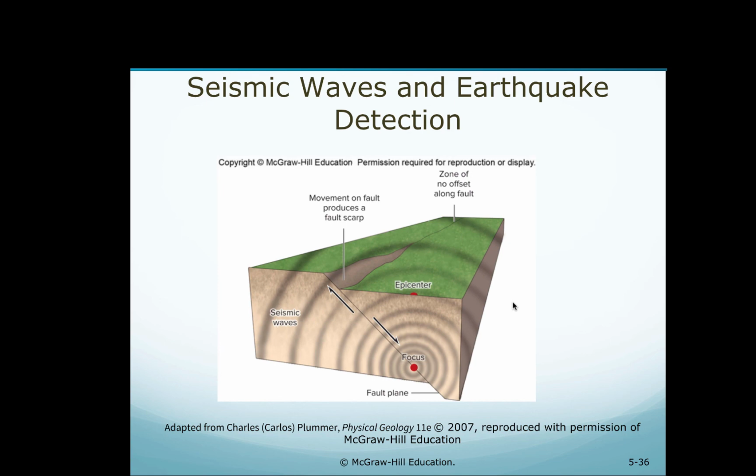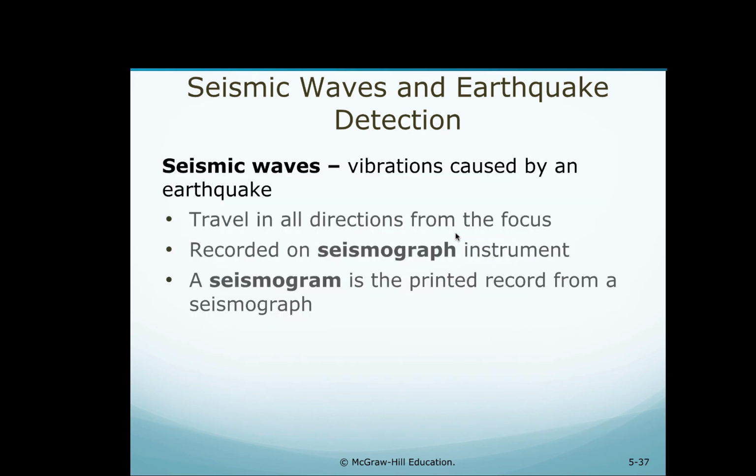Seismic waves and earthquake detection. The movement on a fault produces a fault scarp. This little area right here is the fault scarp. There's a zone of no offset along the fault where nothing seems to have moved. Seismic waves are vibrations caused by an earthquake. They travel in all directions from the focus. They're recorded on a seismograph instrument. A seismogram is the printed record from a seismograph.